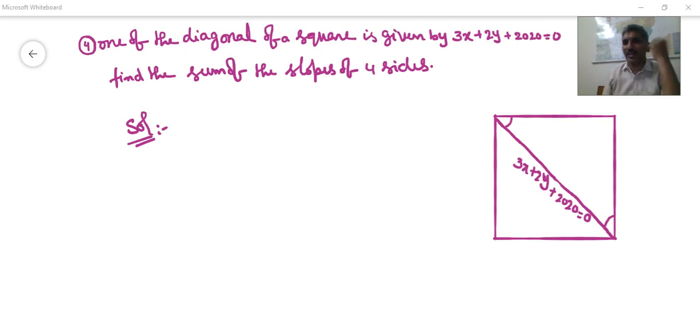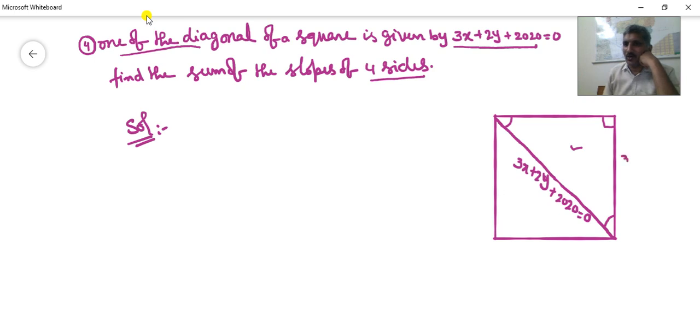So this is the application of the same type of question, just like earlier we proceeded. You can observe the question is given, one of the diagonals of a square is given as 3x plus 2y plus 20 is equal to 0. Find the sum of the slopes of the four sides, he is asking. This diagonal is given as 3x plus 2y plus 20 is equal to 0. That means this triangle is a right angled isosceles triangle or not?